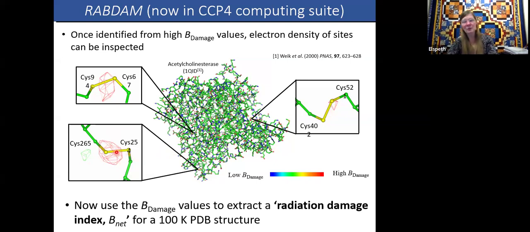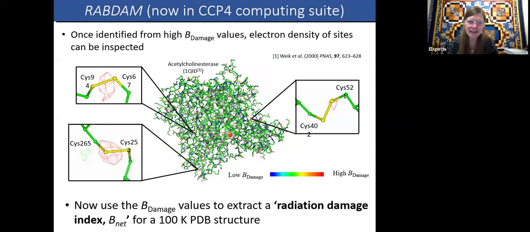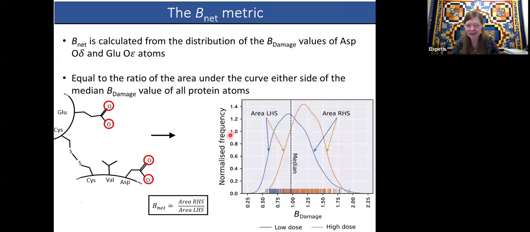So now the question is, if we've got values for all of these atoms in this structure, can we use this to get a single number that tells us whether it's damaged? And the answer is yes. I had a fantastic student called Catherine Shelley, who's now with David Baker's group in Seattle. I had 6 ideas about how to do this, and none of them worked. This was her idea, and it did work.